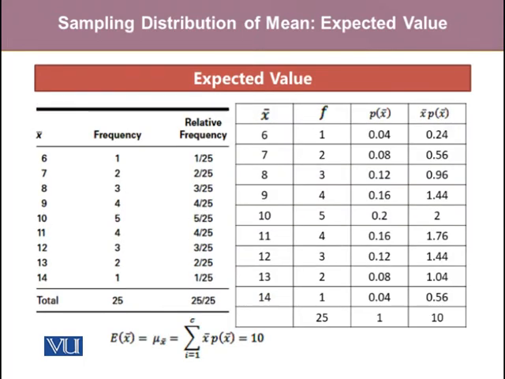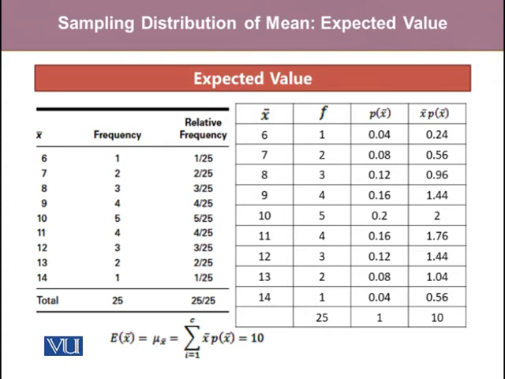As you see here, we have x bar in the first column, frequency in the second column, and the relative frequency is converted into P of x bar, which is the probability for the occurrence of the possible value of our estimate x bar. To calculate the expected value, one needs to calculate a new column which is a product of the probability and the possible value of x bar. Hence, if you calculate these values and add them up, the value turns out to be 10. Hence, the expected value of our estimate x bar is 10.